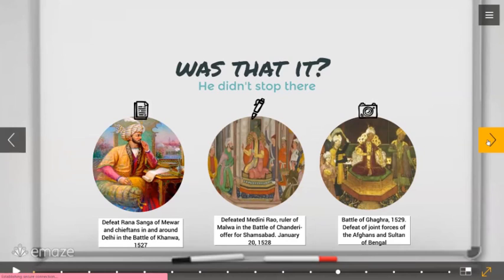So in 1526 we have the Battle of Panipat, in 1527 the Battle of Khanwa against Rana Sanga and the chieftains in and around Delhi, in 1528 the Battle of Chanderi against Medini Rao, and in 1529 the Battle of Ghagra against Mahmud Lodi.